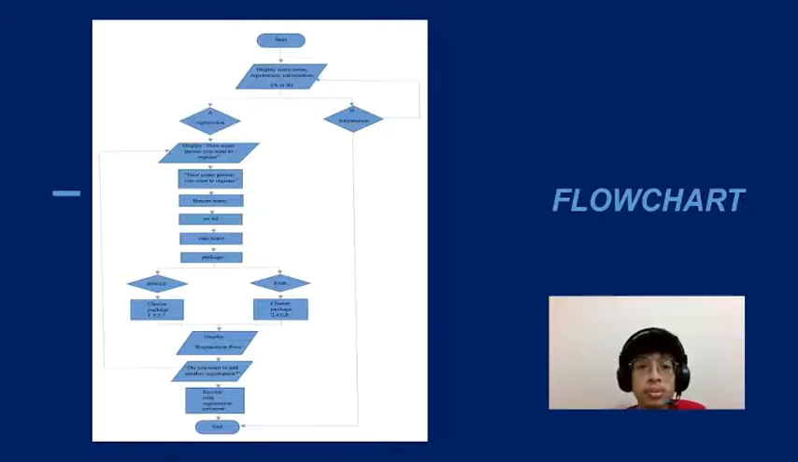If the customer chooses B, information, then the program will display the information about the horse riding school. If the customer wants to go back to the main menu, they must click yes. If no, the program will end.